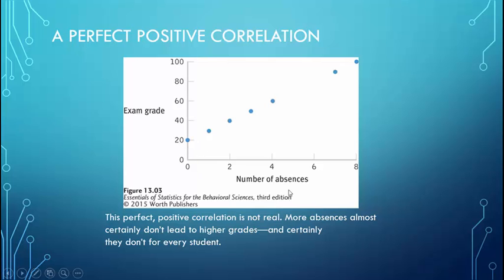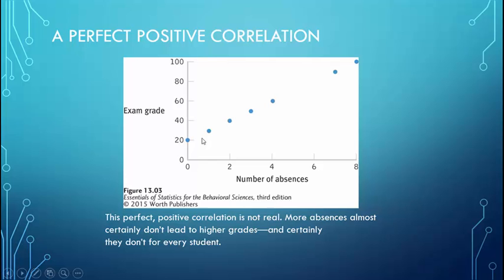In this case, we've got number of absences and exam grade. This is showing us that people who have a low number of absences have low exam grades, and people who have a high number of absences tend to have high exam grades. Do you see anything wrong with this data that's, again, made up?